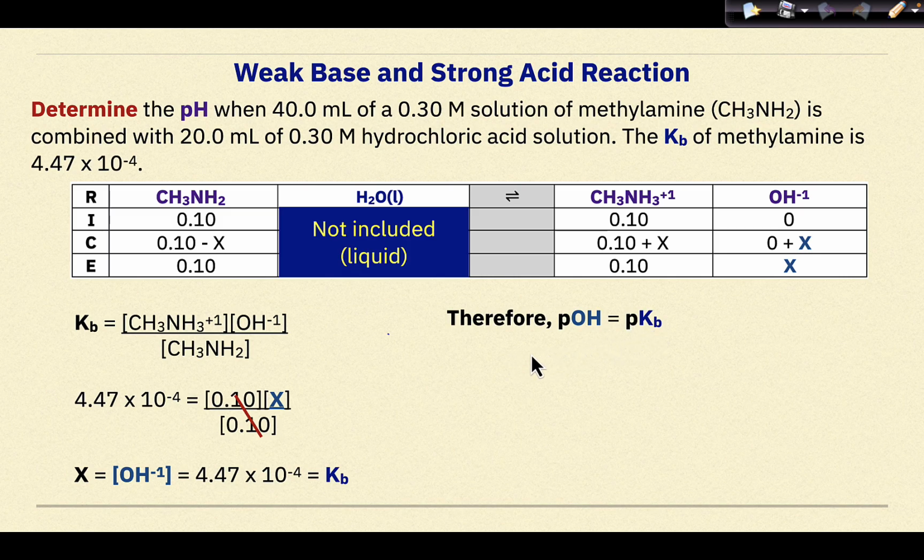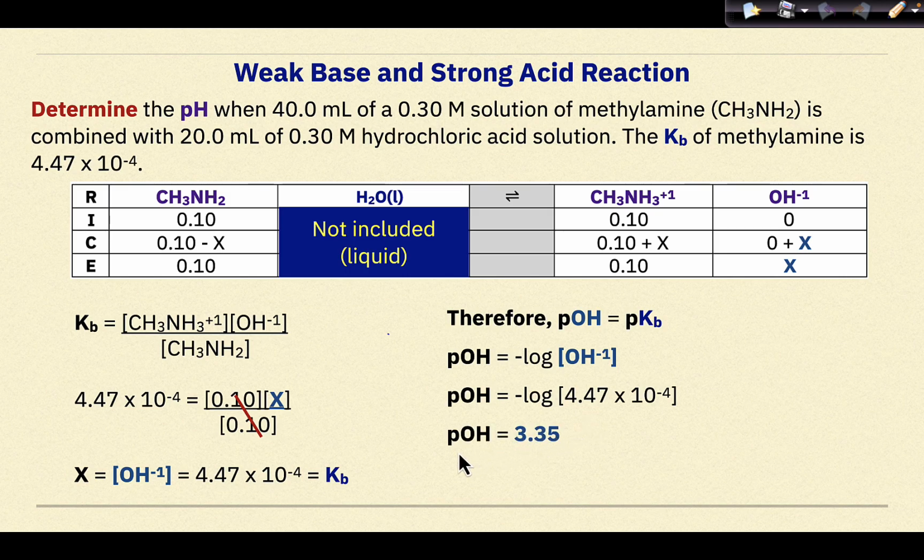To determine the pH, we will use the formula pOH is equal to the negative log of the hydroxide ion concentration. Next, we will substitute in the hydroxide ion concentration and solve for pOH. The pOH value is determined to be 3.35. Once the pOH value has been determined, we can solve for pH by subtracting 3.35 from 14. So our pH value is determined to be 10.65.